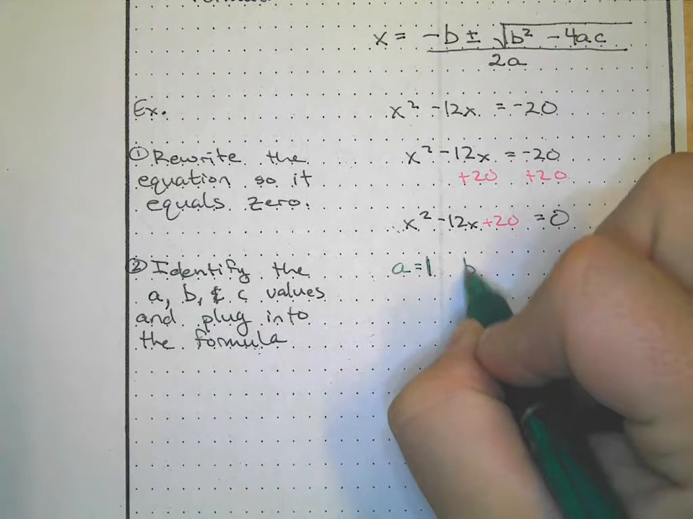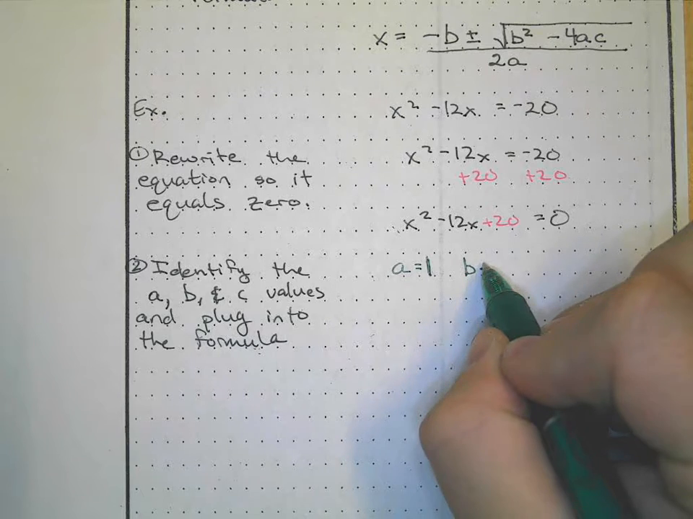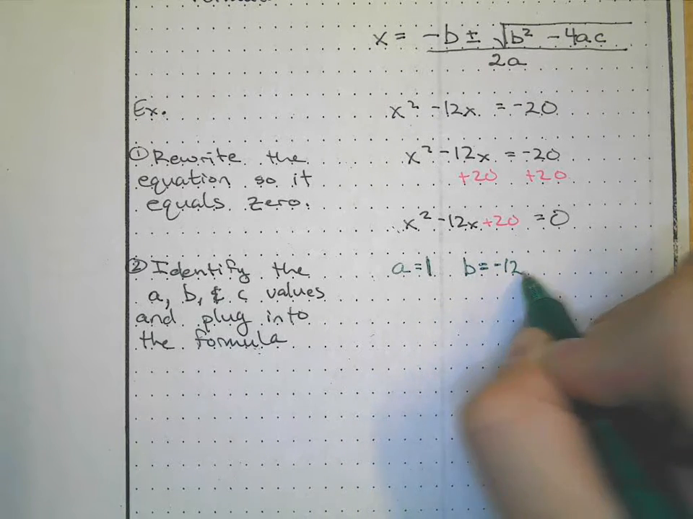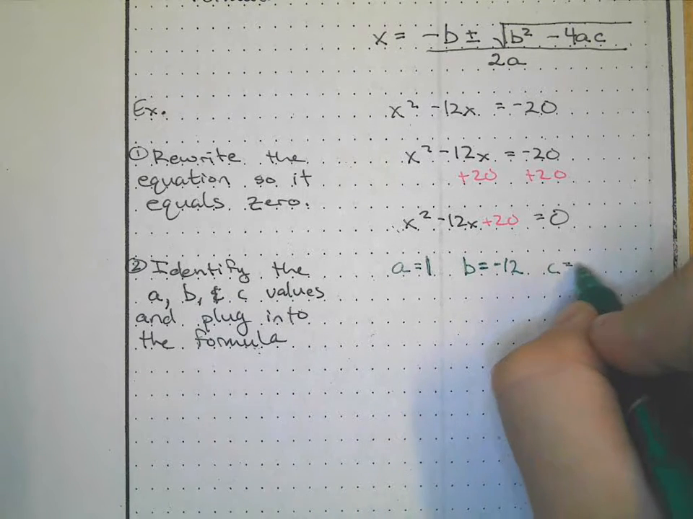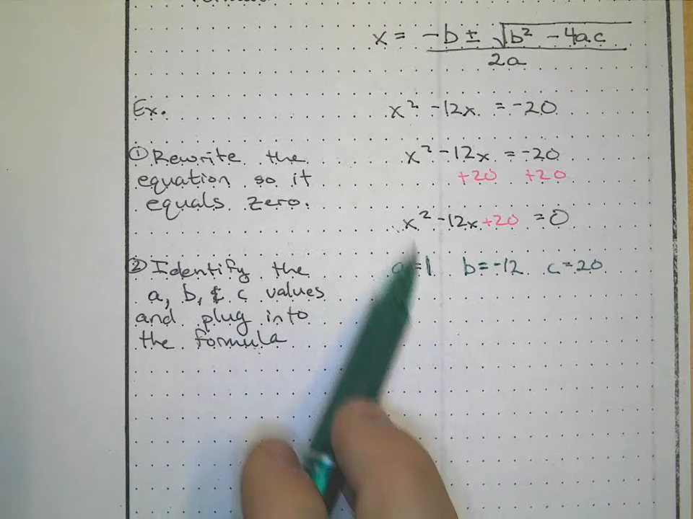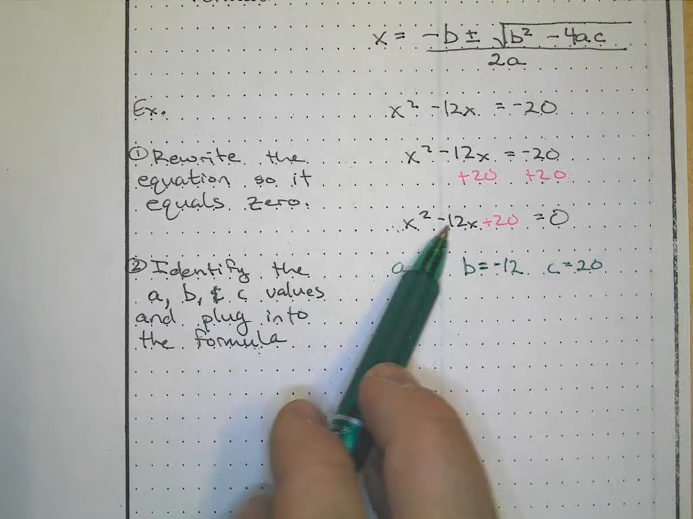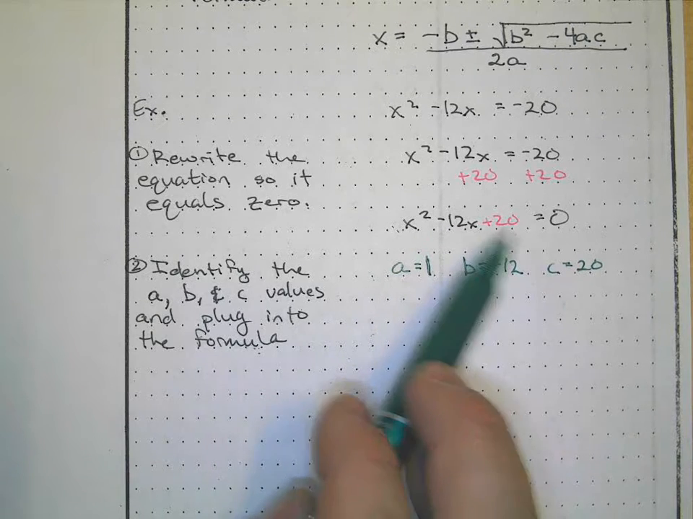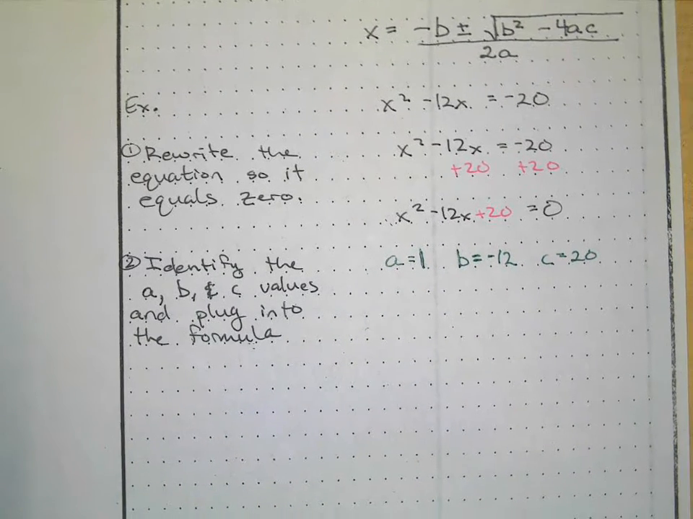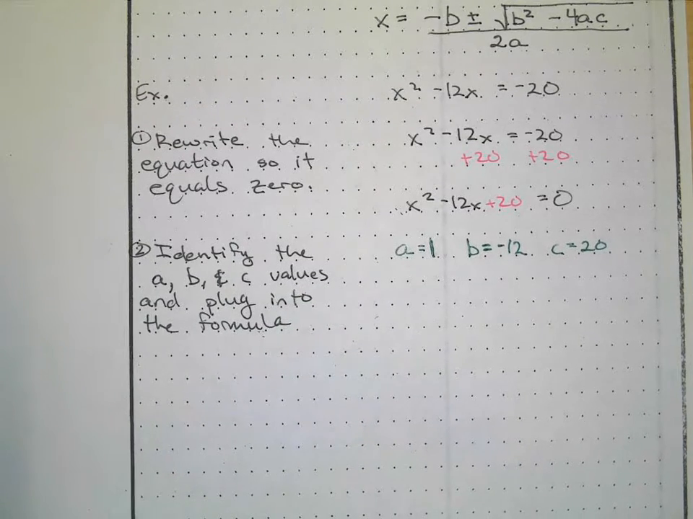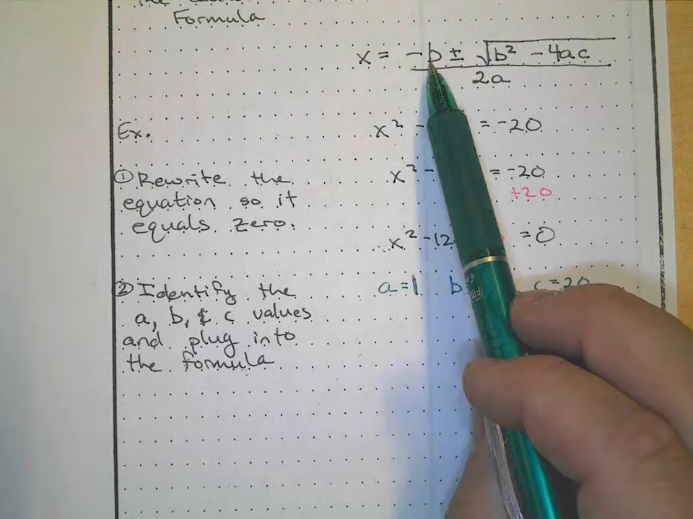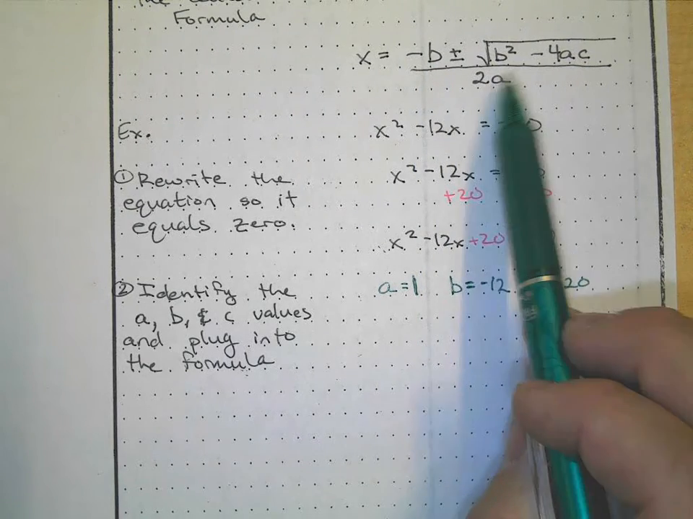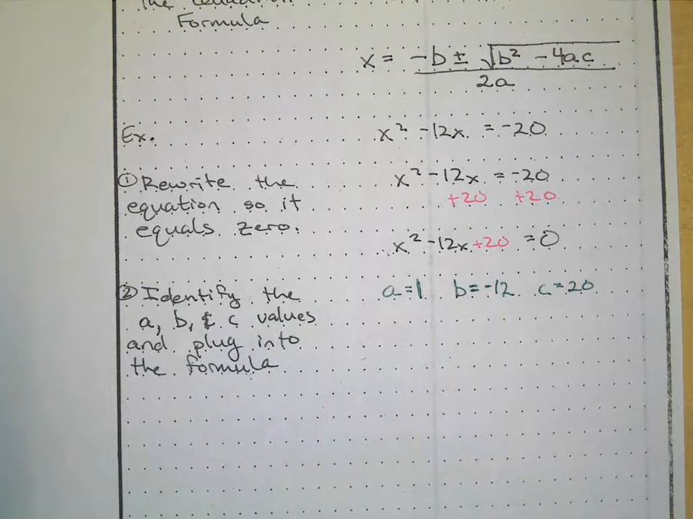And then our b value, the number in front of our x, is a negative 12. And then our c value is 20. So I got the 1 from the x squared, the b value is negative 12 in front of the x, and then our c value is 20. Now I'm going to plug this in to our quadratic formula. My b's, my a, my c, and then my a.